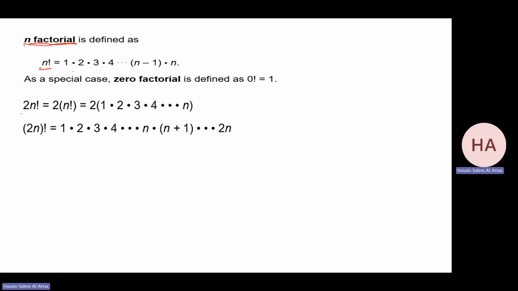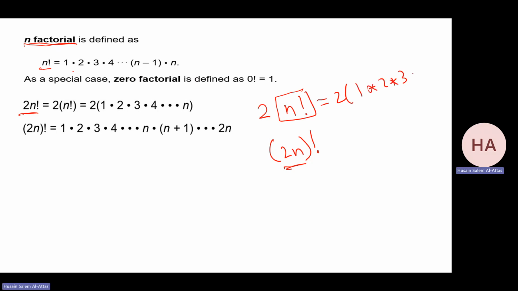Look, when you write 2 times n factorial, it's different than (2n) factorial. Here 2n is all factorial. The first is n factorial times 2, so it's 2 times 1 times 2 times 3 up to n. The other one is 1 times 2 times 3 up to n, and we are not done: n plus 1 until I reach 2n. So there is a difference. Be careful when you write the factorial.